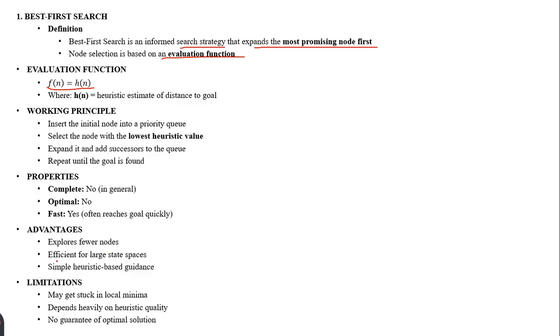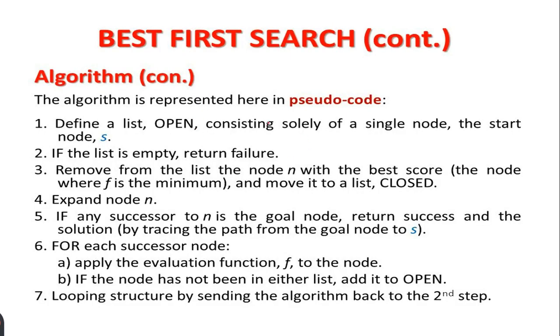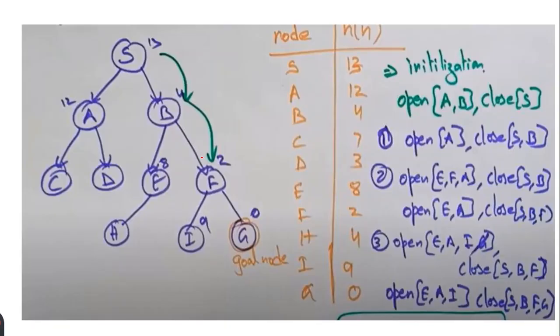Advantages: explores few nodes, efficient for large state spaces, simple heuristic-based guidance. Limitations: may get stuck in local minima, depends heavily on the heuristic quality, no guarantee of an optimal solution. So this one we are calling best first search. Before going to the algorithm for BFS, we will see a problem.